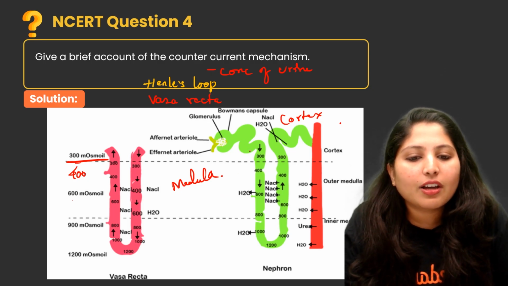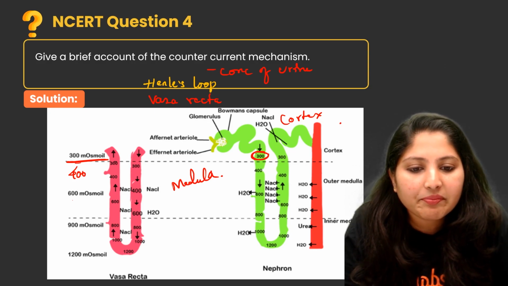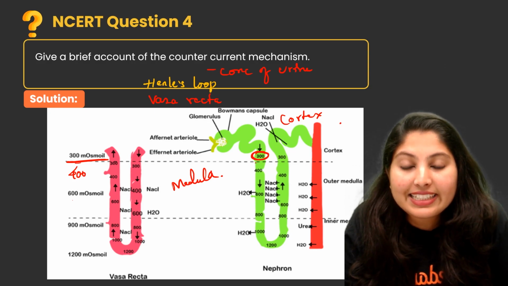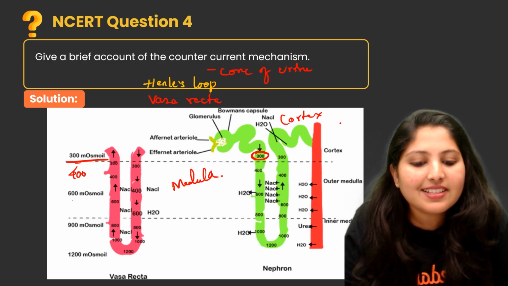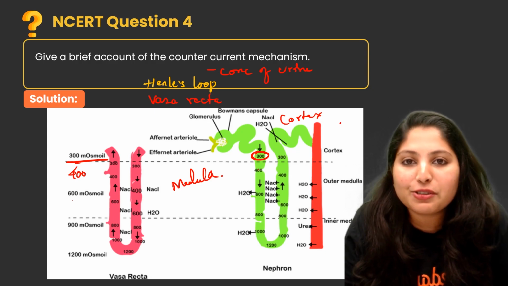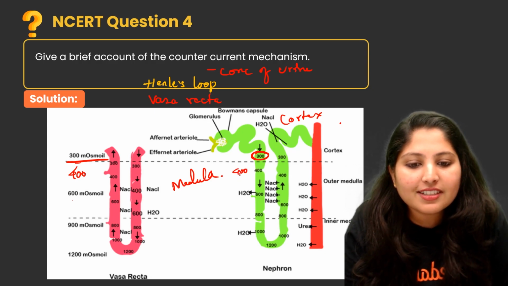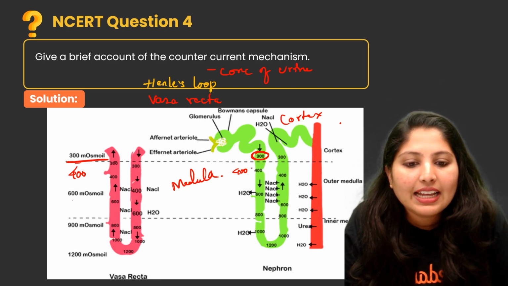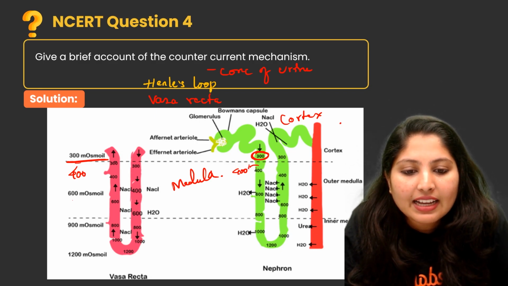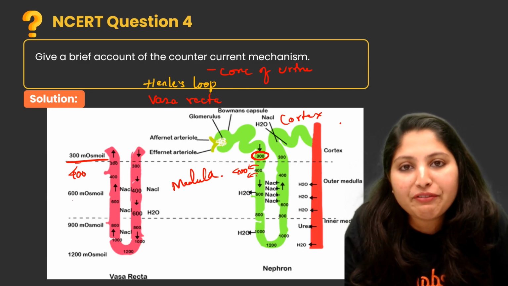So, the concentration of the filtrate in the PCT here is 300. When it enters the medulla region, this region contains 400, right? The concentration of interstitial fluid is 400. To maintain the balance, what happens? The water will come out, and here also the concentration becomes 400.